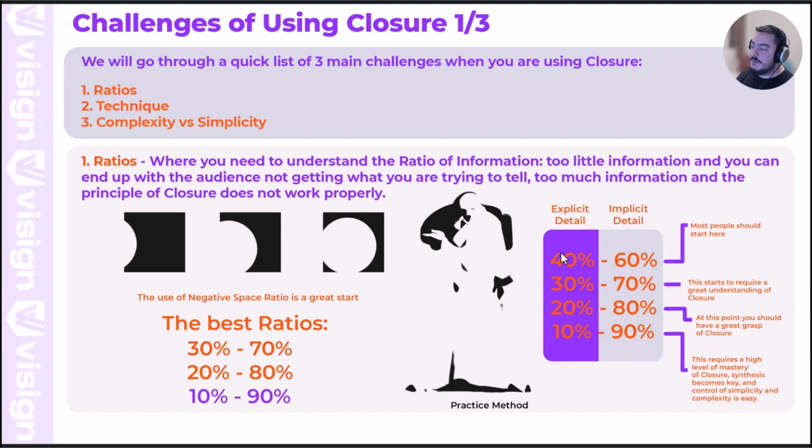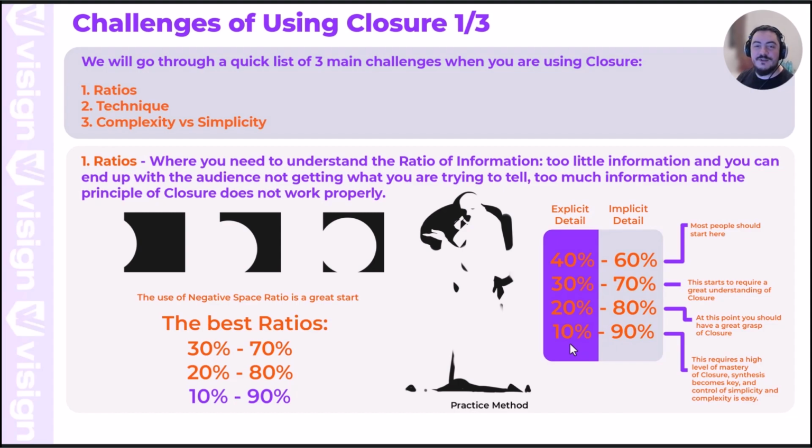Most people, when they start working with the principle of closure, will start around this first area that we see here: explicit detail roughly 40% and implicit 60%. Most people should start there because it's a lot easier to start somewhere around that range before moving towards later ranges. It becomes harder and harder to control the principle of closure. The less explicit detail there is, the more you want to control the amount and dosing of detail. So if you're trying to use the 10-90%, that's going to be hard even for me to work with, okay?